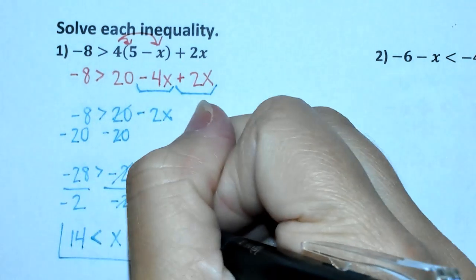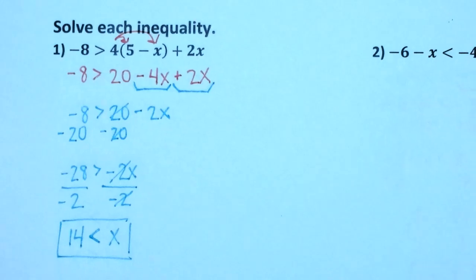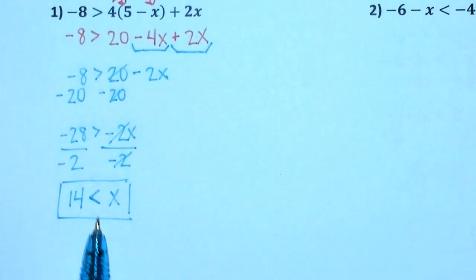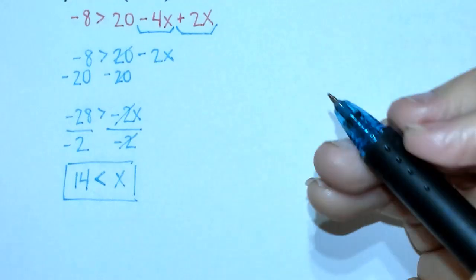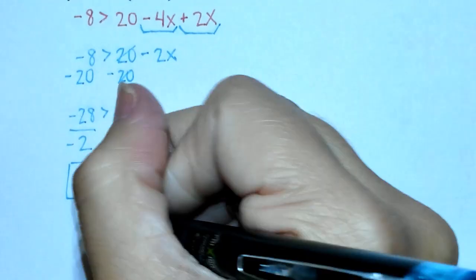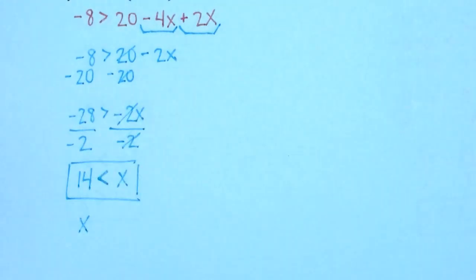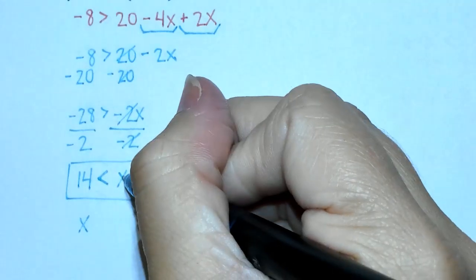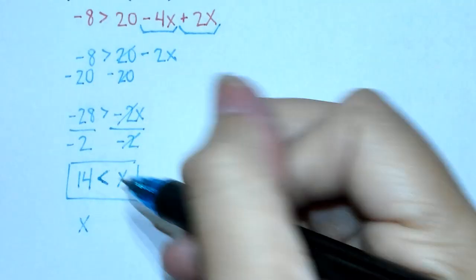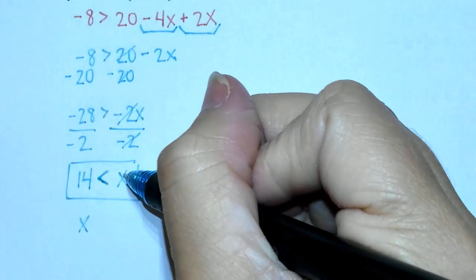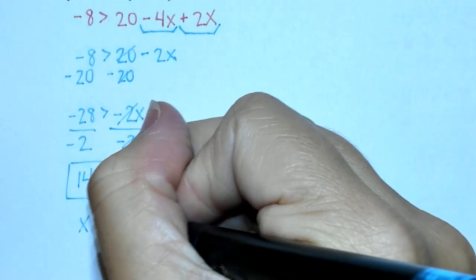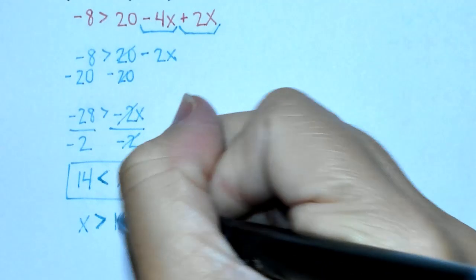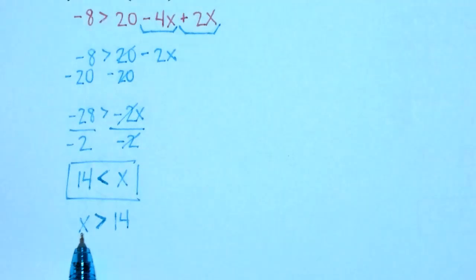So you can leave your answer like this, or technically the more correct way, because we read it with the variable on the left. Now that we're at the very end of the problem, we can move our variable. I'm going to move the x to the left side, but if I do that, I have to flip my sign. The inequality symbol is opening up towards the x, so it has to open up towards the x here too. And the way that I'm going to read this is x is greater than 14.